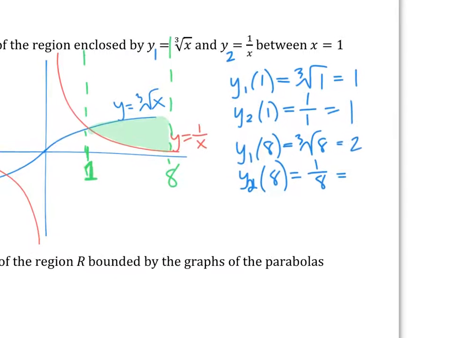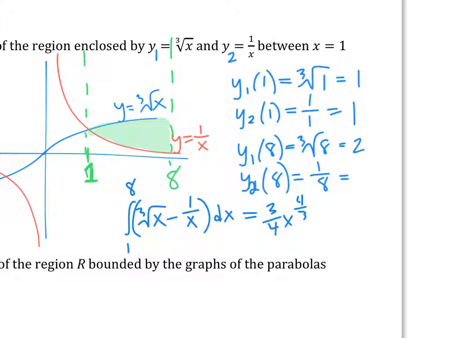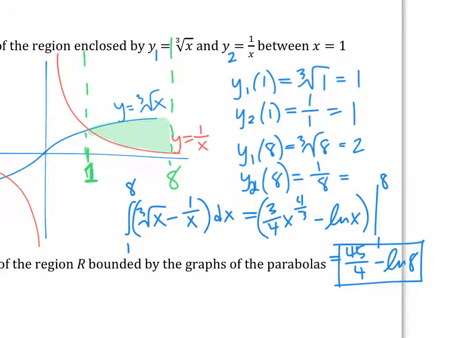Okay, let's make sure that you first have the correct limits. We are going to integrate from 1 to 8, and the curve that is higher is cube root x, so it's cube root x minus 1 over x dx. Integrating that, we get 3/4 x to the 4/3 minus natural log x, evaluated from 1 to 8. So your answer is 45 over 4 minus natural log 8. All right, let's try a trickier one.